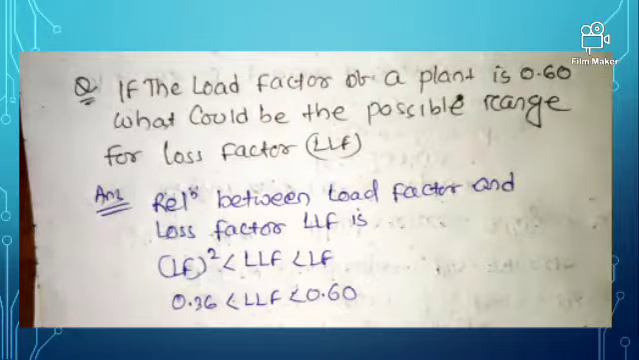Going to the next one: if the load factor of a plant is 0.60, what could be the possible range of loss factor? There is one relation between the load factor and the loss factor: load factor squared is less than or equal to loss factor, which is less than or equal to load factor. Put the load factor equal to 0.60. So 0.60 squared is equal to 0.36, and the load factor is 0.60. This is your loss factor range, 0.36 to 0.60.